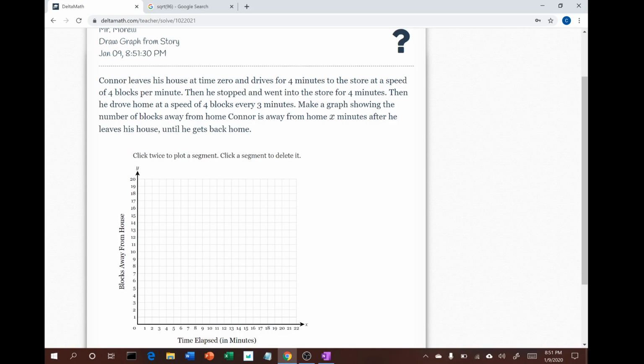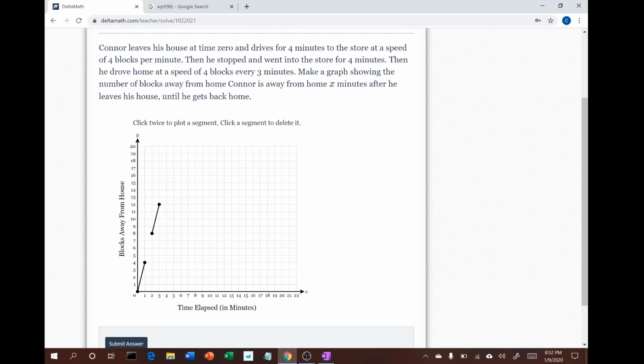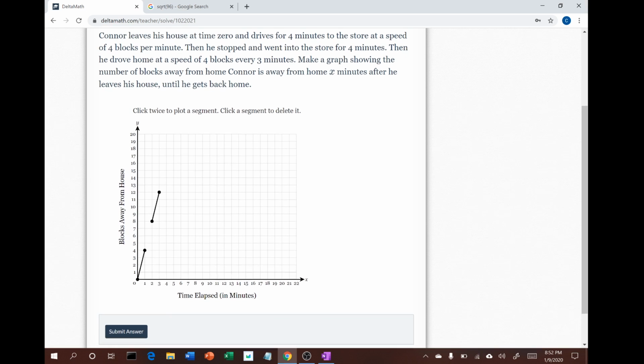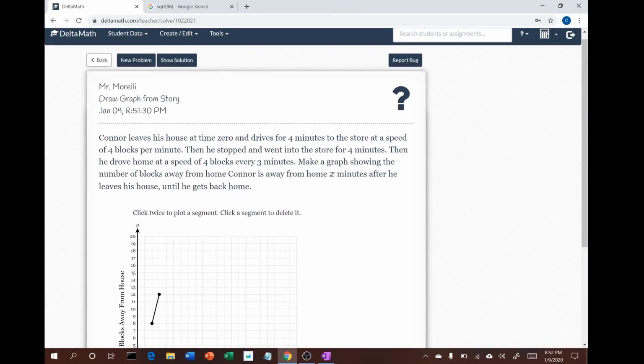Connor leaves his house at time 0 right here, and he drives 4 minutes to the store at a speed of 4 blocks per minute. Okay, so he starts here, and 4 blocks every 1 minute. For 4 minutes. All right, so here we go. 1, 2, 3, 4 over 1. Well, wait a minute. What I mean to say is, how do I get rid of it?